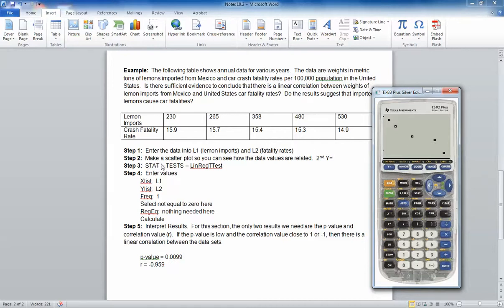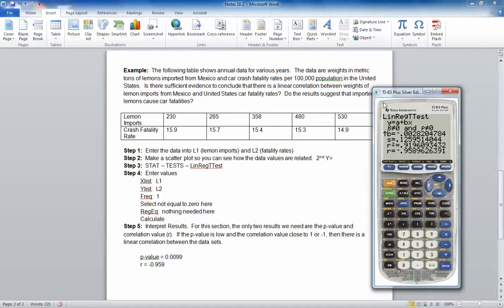Step 3: there are a couple of ways to find just r. We're going to use stat tests, linear regression t-test, because we're going to use this again in section 10.3. So we hit stat, over to tests, and scroll down until we get linear regression t-test. Hit enter. We have our x's in list 1, y's in list 2, and frequency. We'll learn what these mean in the next section. Select not equal to 0. The regression equation we'll use in the next section as well; we don't need it here. Then calculate. The only two items we need from this test are the p-value, which is 0.0099, and the r value. If you scroll down, there's a lot of other information in here. The correlation coefficient r is -0.9589.